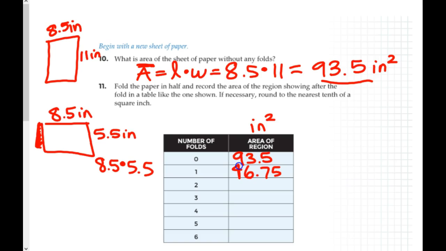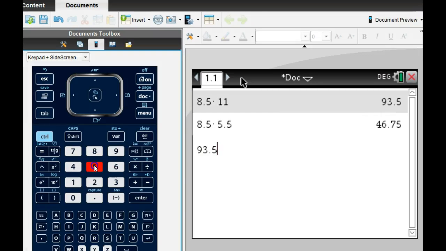Now think, how did I get from 93.5 to 46.75? Do you think there's a relationship? Do you think it's decreasing by a certain amount? Now you would think if you fold it in half that it would just be half. Let's make sure though. What is half of 93.5? By golly, it is half.